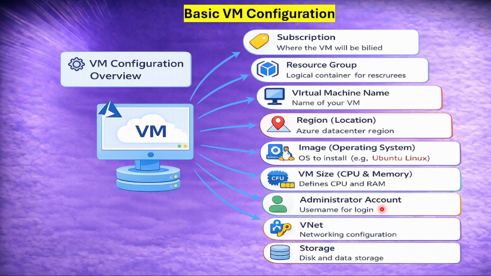And administrator account defines how you securely access the VM. For Linux machines, we typically use a username and an SSH key for authentication. And VNet, as we mentioned before, defines the network environment where the VM operates. It controls IP addressing, subnets, and how the VM communicates with the other resources. Finally, storage defines the disks attached to the VM. There is always an OS disk and optionally additional data disks depending on your workload. So a virtual machine is not just a server, it's compute, storage, and networking combined to deliver a flexible and scalable cloud environment. And let's go and check how we can create a virtual machine on Azure Portal.